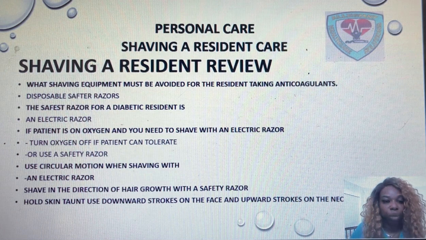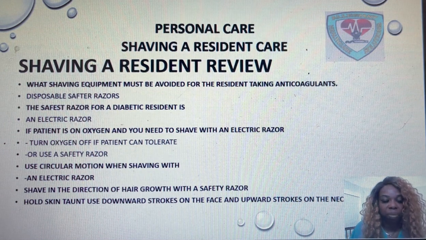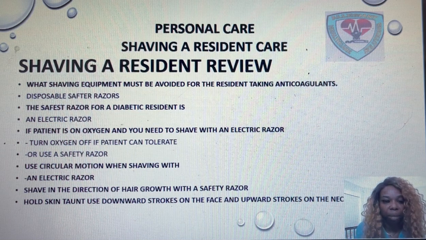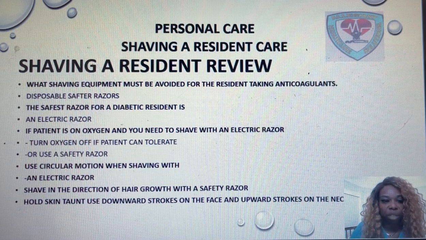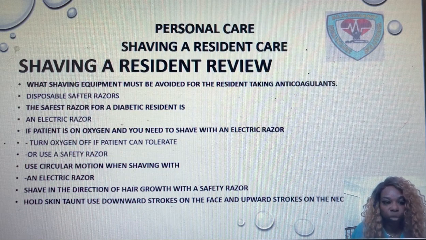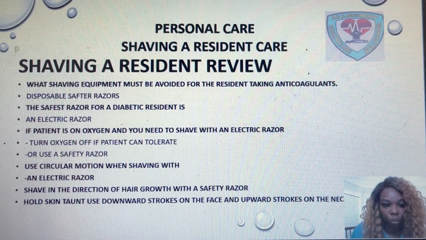If you are dealing with a resident that is spastic or that moves suddenly without you being aware, like a person that has dementia, this client will also be a candidate for the electric razor, which will prevent any nicks or cuts from sudden movement.